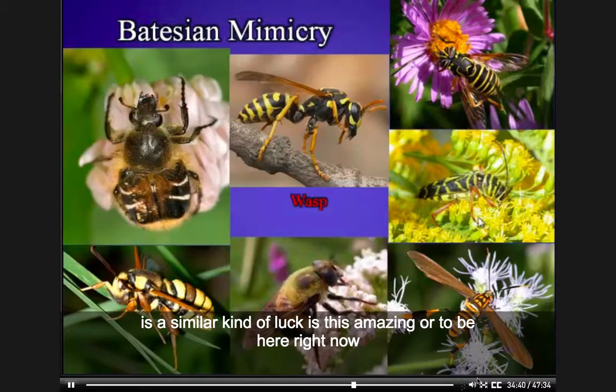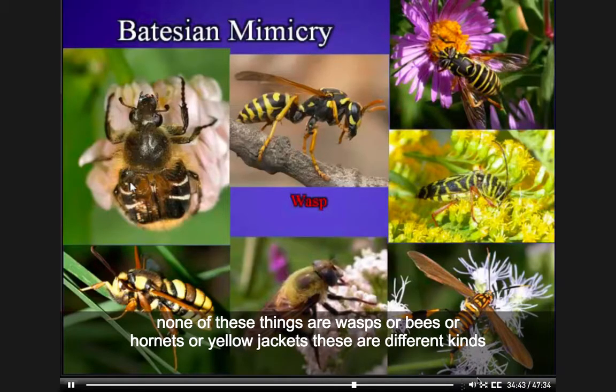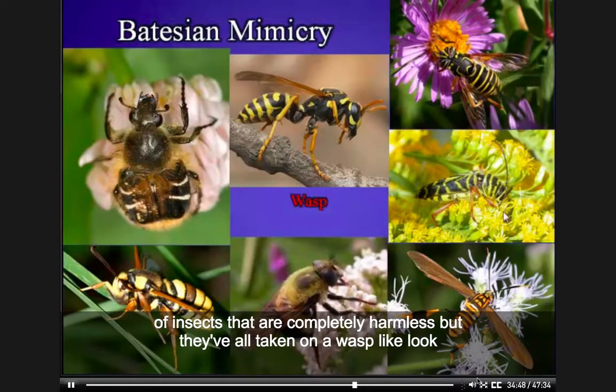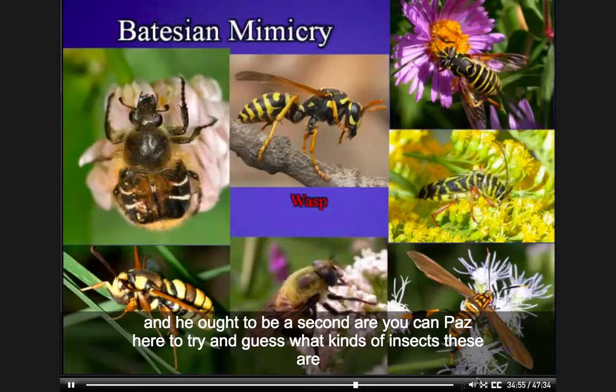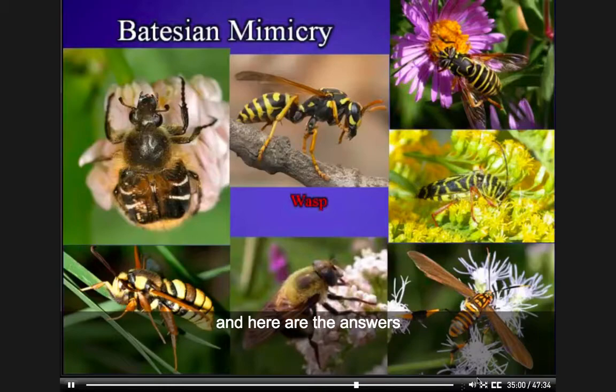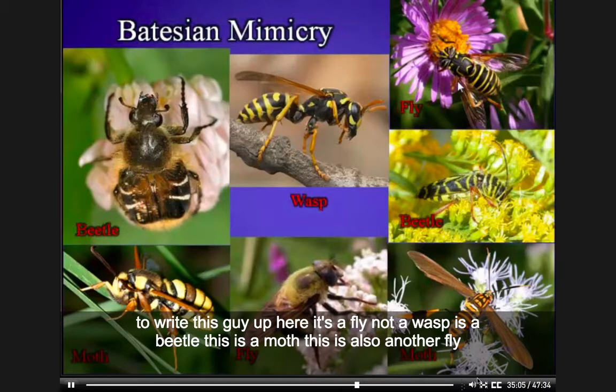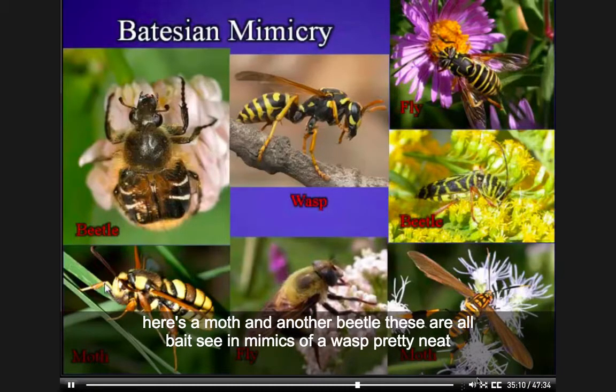I'll give you a hint right now. None of these things are wasps, or bees, or hornets, or yellow jackets. These are different kinds of insects that are completely harmless, but they've all taken on a wasp-like look. And I'll give you a second. You can pause here to try and guess what kinds of insects these are. And here are the answers. That's right, this guy up here, it's a fly, not a wasp. This is a beetle, this is a moth, this is also another fly. Here's a moth and another beetle. These are all Batesian mimics of a wasp.